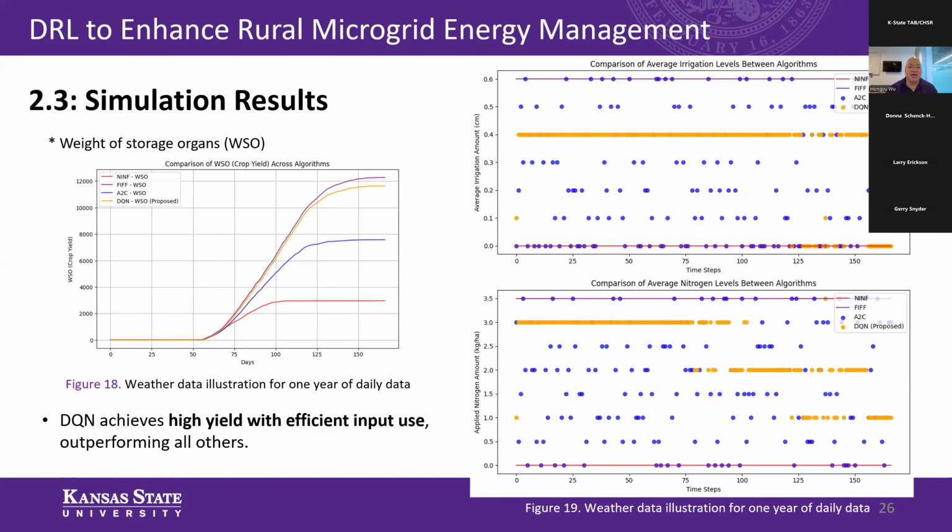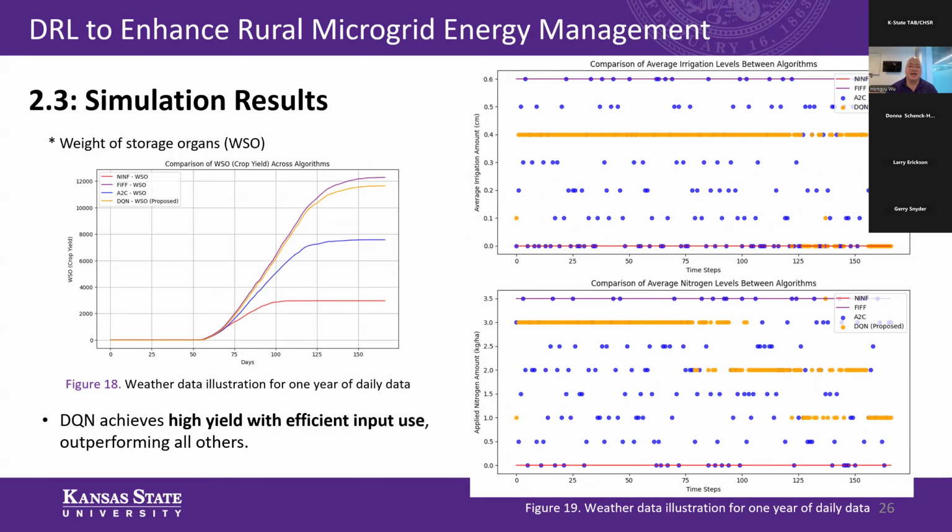As you can see from the left, we can compare the crop yield over the growing seasons. You can see the FIFF, which is full irrigation and full fertilizing, in purple, achieves the highest crop yield. The NINF, which is no irrigation and no nitrogen, and A2C result in significantly lower yield. This demonstrates the ability of DQN to dynamically adapt to the crop needs and weather conditions.